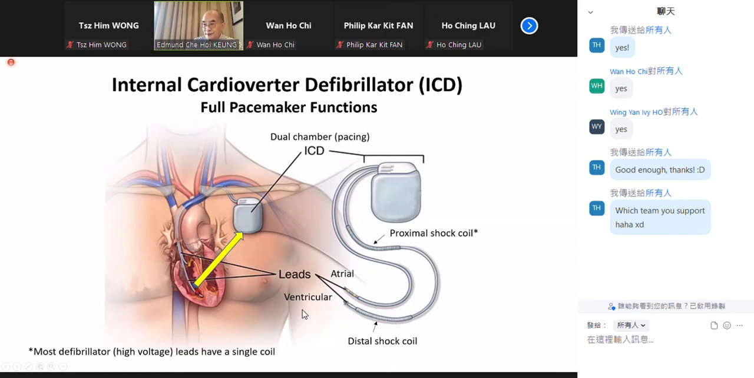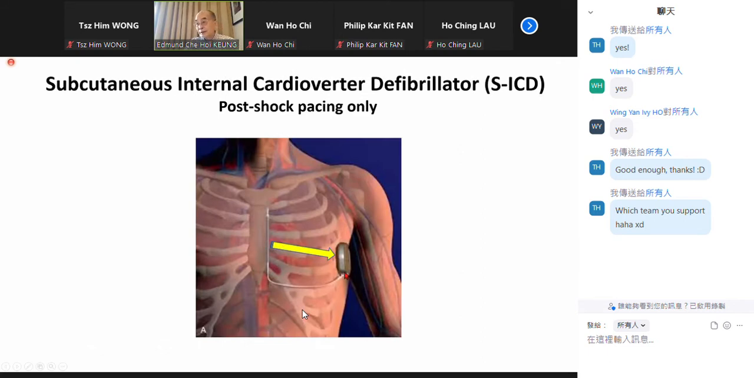So we just use this one, and this is like a paddle. You deliver the shock from here to here. Now, then there's another one. If you examine the patient, always look for lumps, whether here, sometimes it's here.